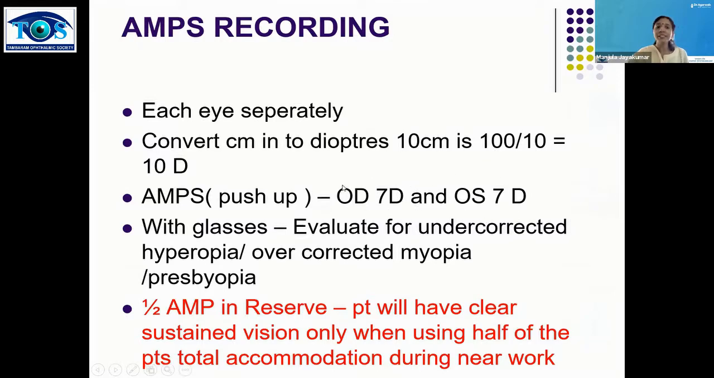You have to do this test monocularly as well as binocularly. So if I am going to record it monocularly, then what is it in the right and left eye? And binocularly, what was your amplitude of accommodation? Always use the patient's glasses before you test your amplitude of accommodation. And one important point is you need half your amplitude of accommodation to be in reserve if the patient has to have clear, sustained near vision.